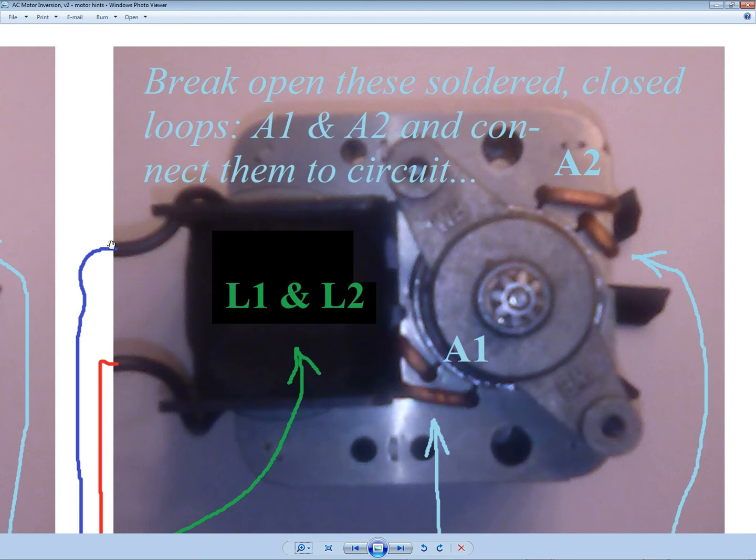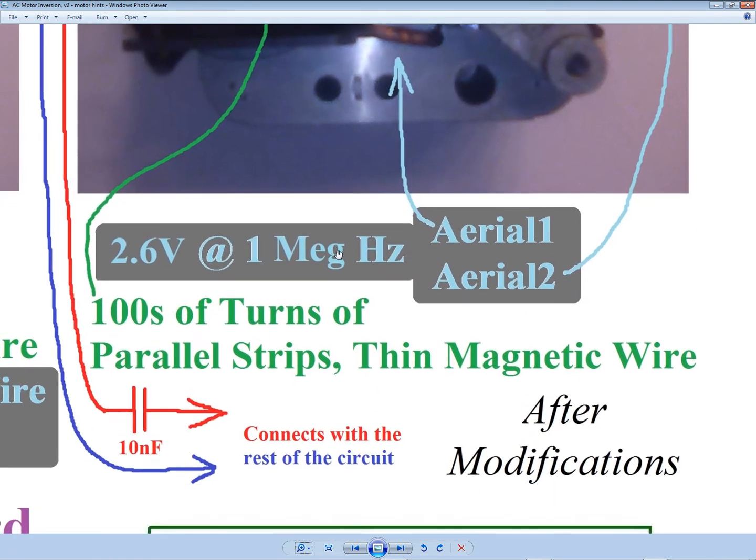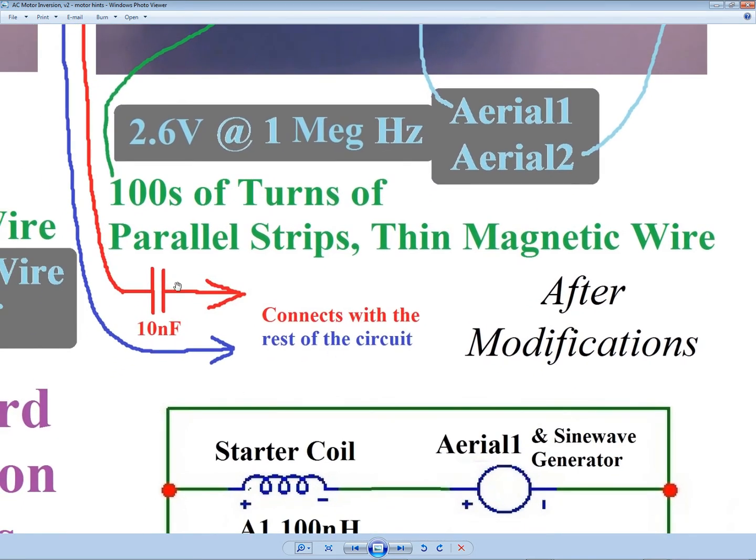So one end of one coil and one end of the other coil, L1 and L2, will both join up here to the blue line, and the other ends from the 2 coils will join up here to the red line, connected in parallel with the circuit. And then it's enhanced with a capacitor. So that's it. You've got the AC motor that you're modifying, and you put in 2 sine wave generators, 2 voltage sources of very low DC voltage.